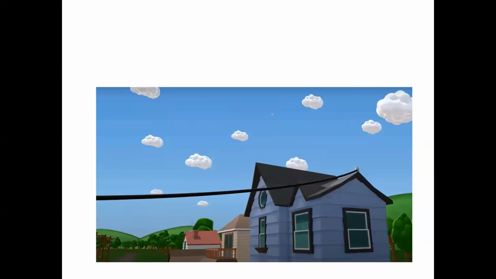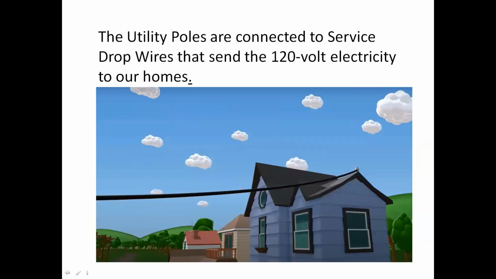And from that utility pole, there's what we call the service drop wire. On every pole, there's another wire that will connect the utility pole to your house, our house. This utility pole is the one that will send the 120-volt electricity down to our homes, so that we can use it in powering our gadgets and other appliances in our houses.